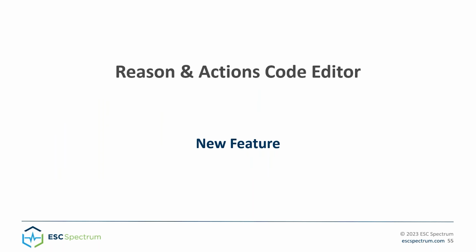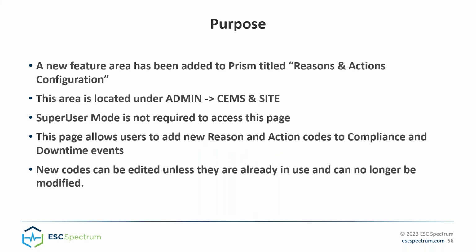Reasons and actions. This allows the users to manage reasons and actions codes. Those codes appear as drop-down choices under compliance and downtime events. So when you're coding a compliance event or a downtime event, the available choices in the drop-down are populated from these lists, and these lists are managed under administration, Simpson site, reasons and actions.